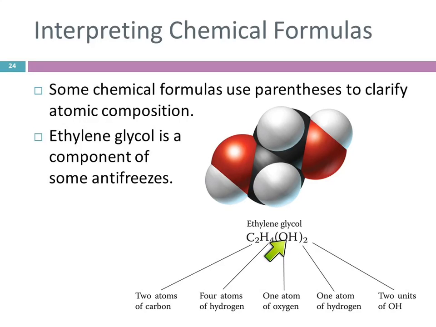groups. So 2 oxygen atoms and 2 hydrogen atoms, 2 units of OH, each unit having 1 oxygen and 1 hydrogen. So you take this and you multiply everything inside. If it had a subscript, you would multiply the subscript. So altogether, this molecule has 2 carbon atoms, 4 hydrogen atoms here, and 2 more over there. So a total of 6 hydrogen atoms and a total of 2 oxygen atoms. But we write it out this way because that gives us a better idea of what the structure is.